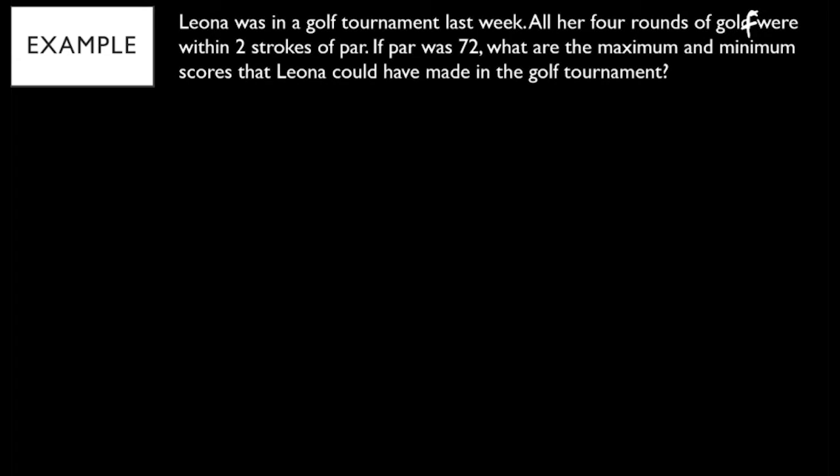And the way to think about this is that we've got par, and we're within 2 strokes of par. So we could be up here, a distance of 2, and we could be down here, a distance of 2. Now this one is easy enough to solve mentally, because you're like, okay, 70 and 74. But I just wanted to show it when you're looking at a picture here.